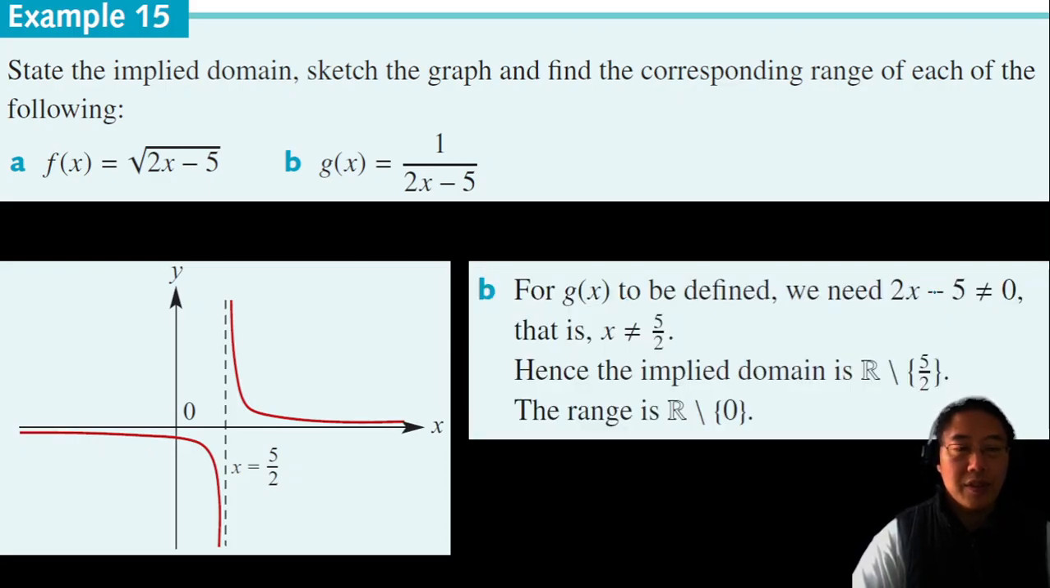To determine the implied domain, x has to be different from 5 over 2, so the implied domain is R excluding, or backslash, 5 over 2. And scanning the sketch, you can see the y values will be R excluding 0, so that's the way it will be annotated down here.